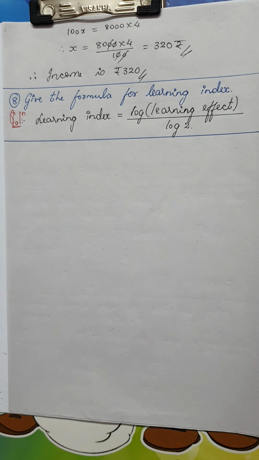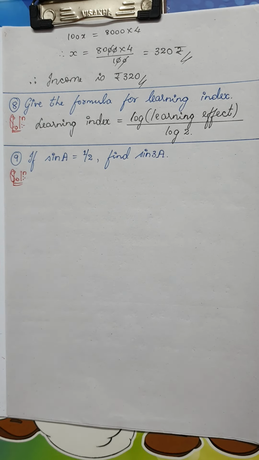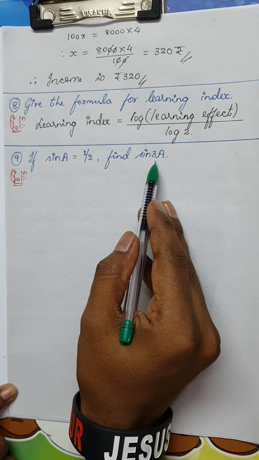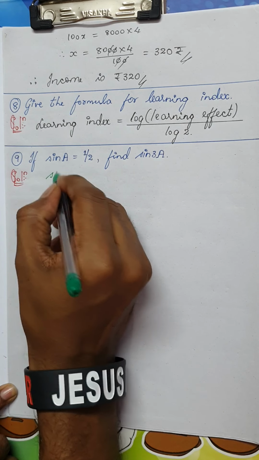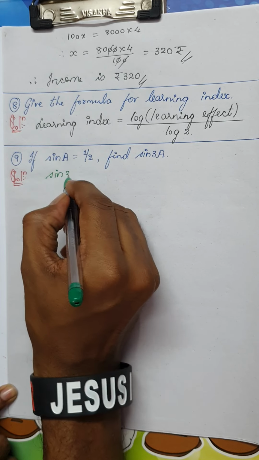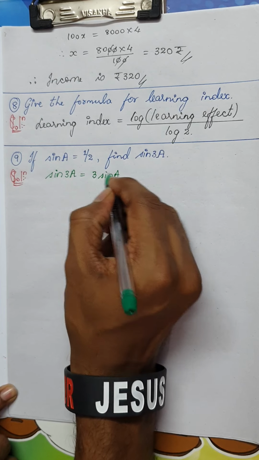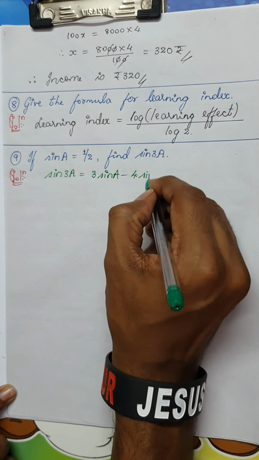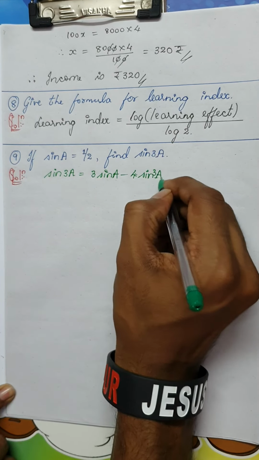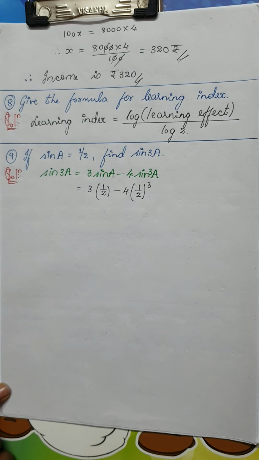Let's go to question number 9. The question number 9 is related to trigonometry. If sine A is equal to 1 by 2, find sine 3A. As soon as you see this question, people will write the formula. Sine 3A is equal to what? 3 sine A minus 4 sine cube A, isn't it? So that is nothing but 3 times sine A, and sine A is 1 by 2, minus 4 into sine cube, that is 1 by 2 cube.